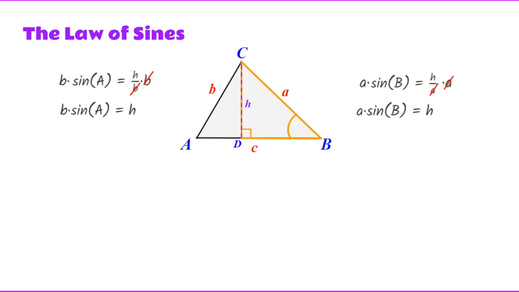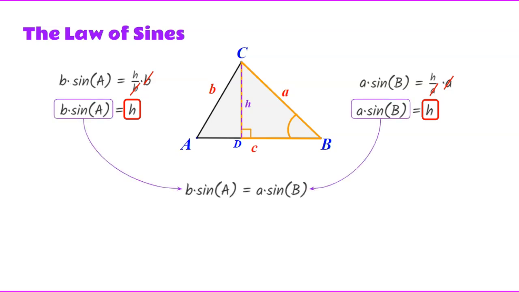Notice that you now have two equations that say b sine A and a sine B are both equal to h. By transitive property, b sine A is equal to a sine B. You can now divide both sides of this equation by ab. This will cancel b from the left side and a from the right side. Consequently, you have sine A over a is equal to sine B over b.